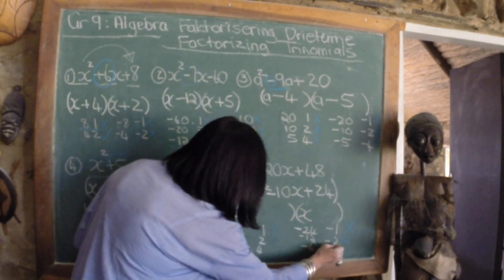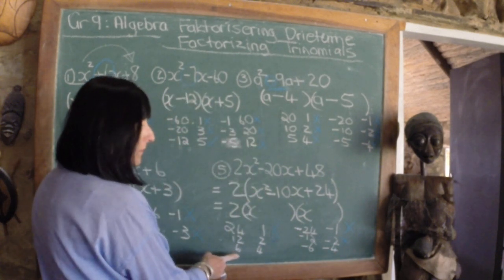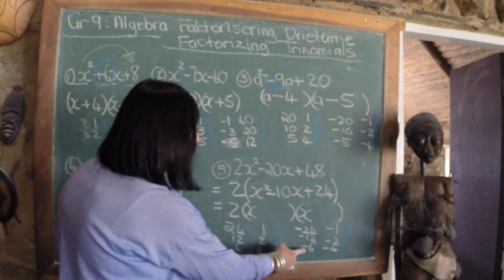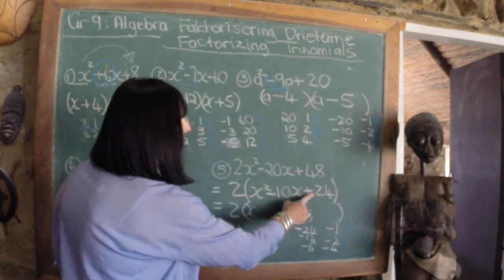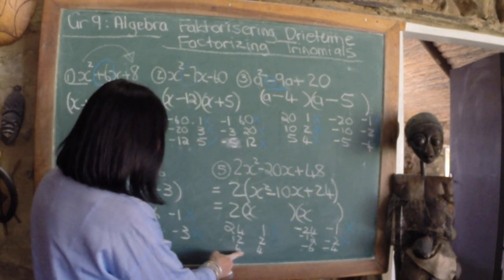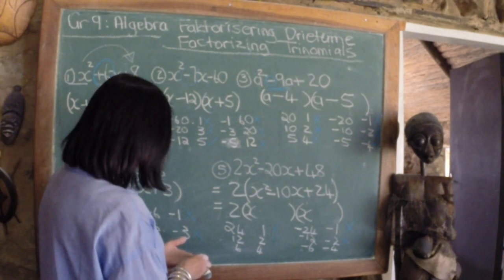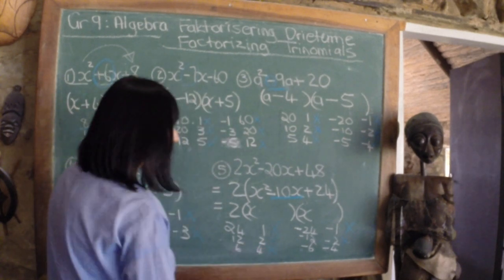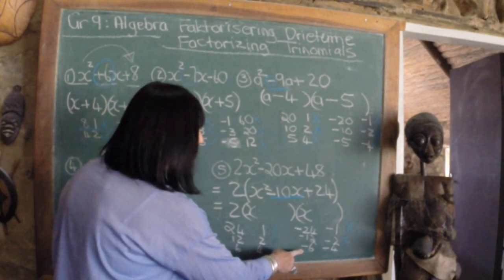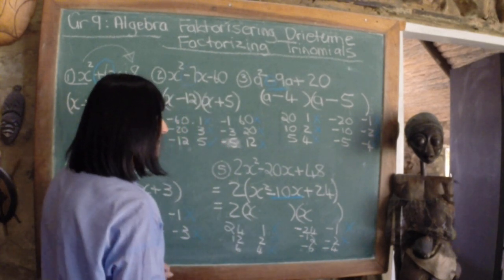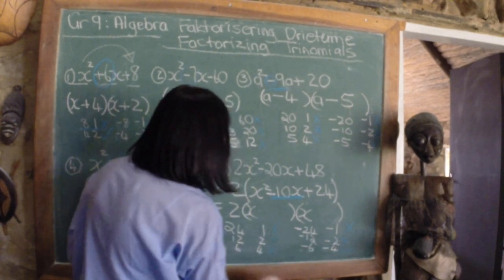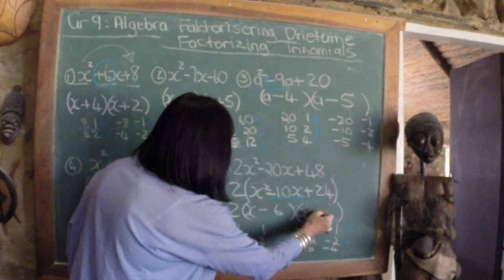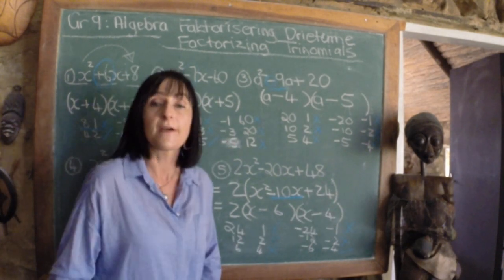minus 6, minus 4. As jy hulle vermenigvuldig, kry 6 maal 4 is 24. Minus 6 maal minus 4 is plus 24. As ek hierdie twee bymekaar tel, dan kry ek plus 10. I need minus 10, not the 1. If I add these, minus 6 minus 4, as ek minus 6 en minus 4 bymekaar tel, that's the 1 because that equals minus 10. So I can insert them in my brackets and I'm done factorizing.